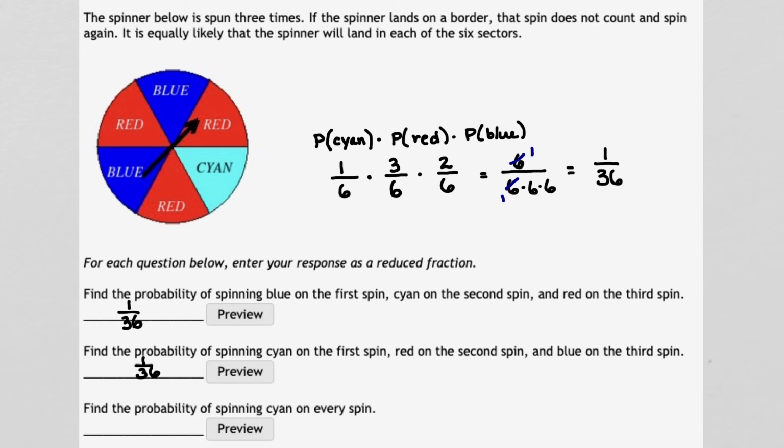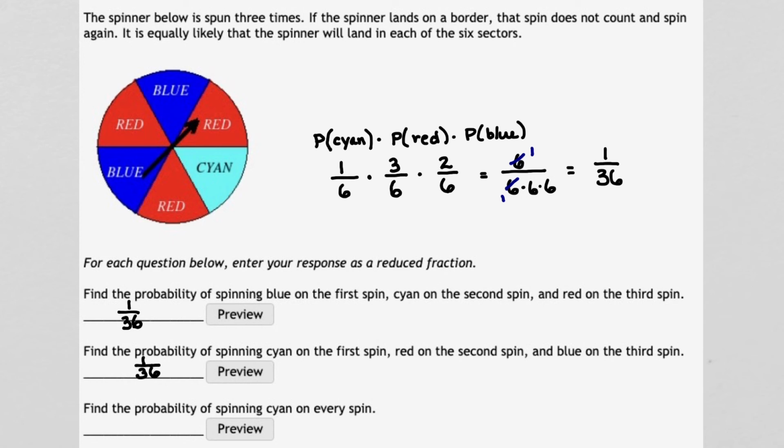It doesn't matter which order I spin those three different colors. As long as I spin those three different colors back to back to back, I'm going to get the same probability of their occurrence. And while I'm at it, let's go ahead and do this last part. The last part to the problem says, find the probability of spinning cyan on every spin.